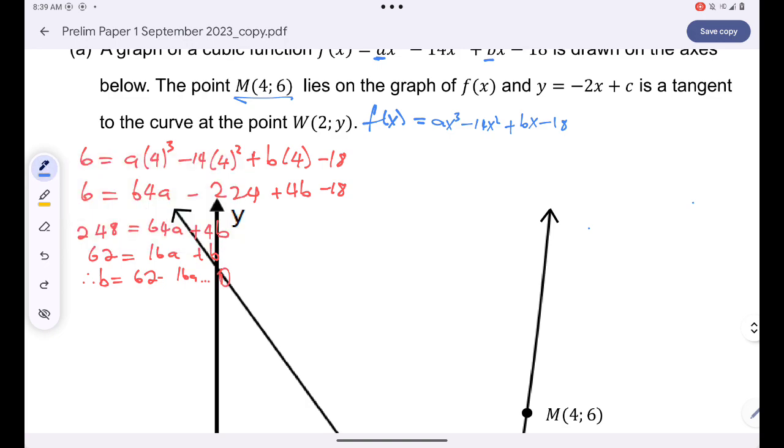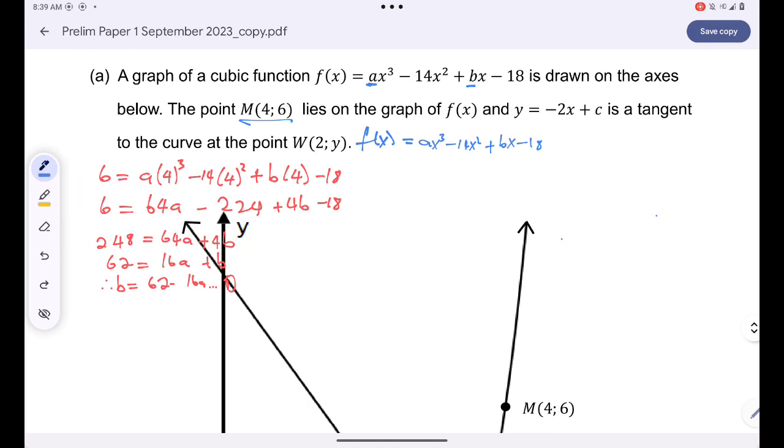Are you together? Remember, guys, I was also told about the tangent. And I know that the derivative of a curve is equal to the gradient of a tangent at a specific point. So if I can find f prime of x, it would be equal to 3ax squared minus 28x plus b. This is my derivative, right? And the derivative is just equal to the gradient of a tangent at a specific point.